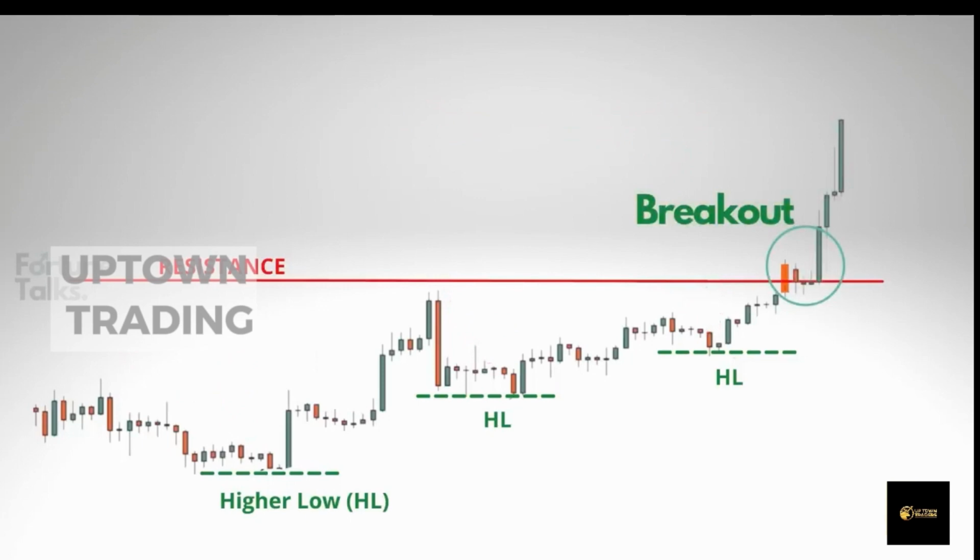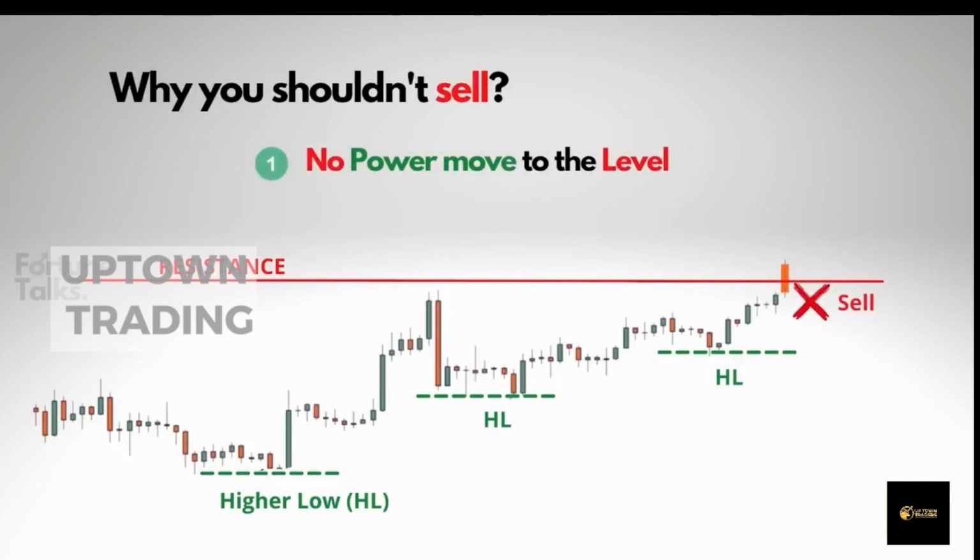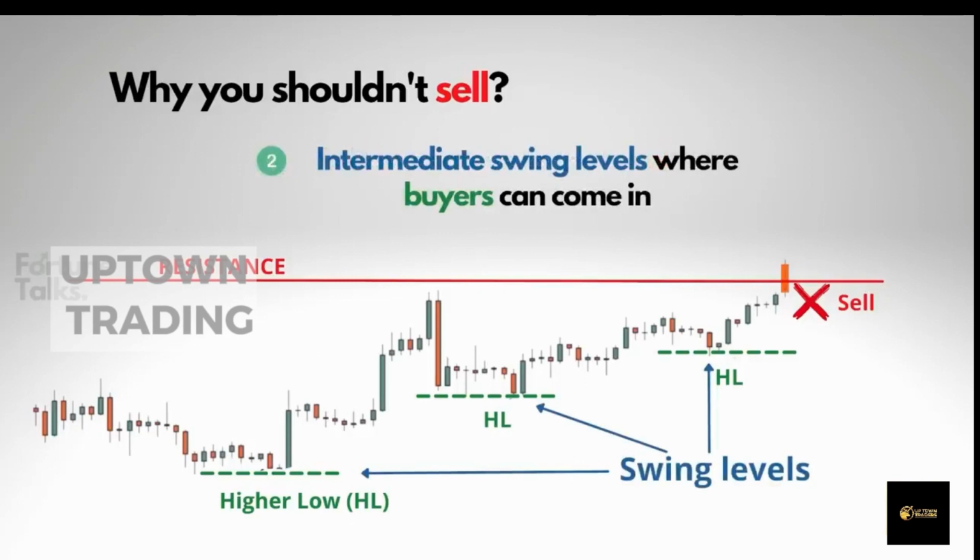Now, at this instance, you don't want to be shorting at the resistance because number one, you don't have a momentum move into the resistance structure. And number two, if you were to go short into the resistance, there are swing levels which have been formed where the buyers could potentially come in, and the result is that you will hit your stop loss.